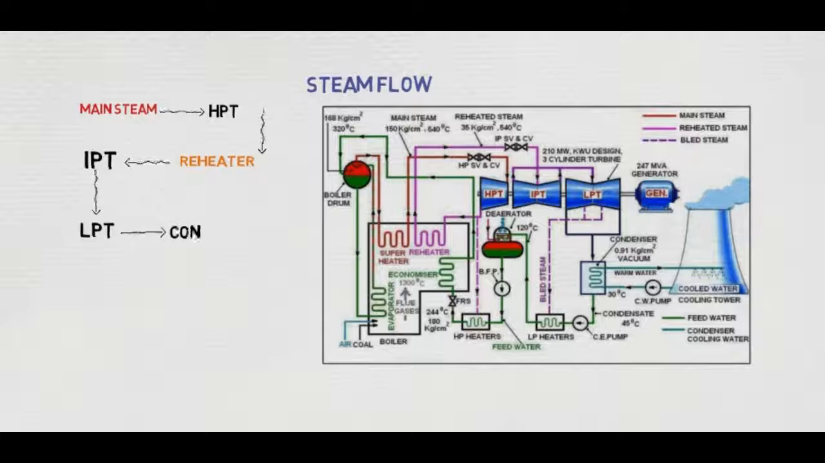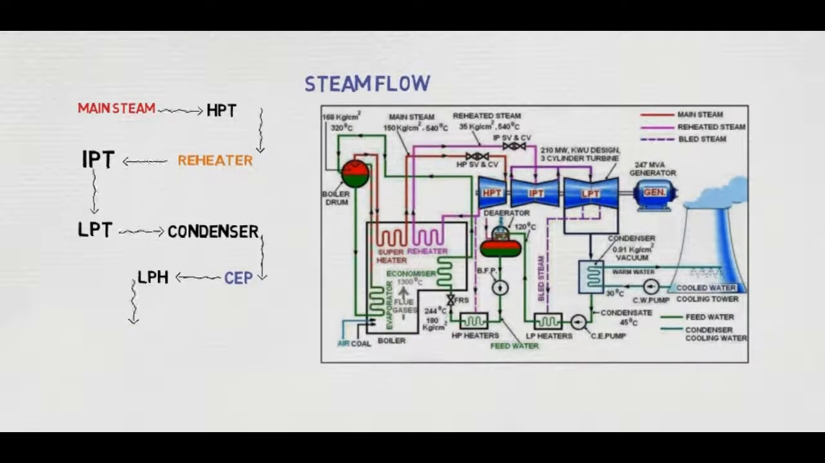From the LPT, the steam is condensed in the condenser through cold water tubes, which come from the cooling tower. As the heated steam comes in contact with the cold water pipes, it becomes water and it is extracted by the CEP. It is the condenser extraction pump. And it is fed to the LPH, that is the low pressure heater, and then to the deaerator.